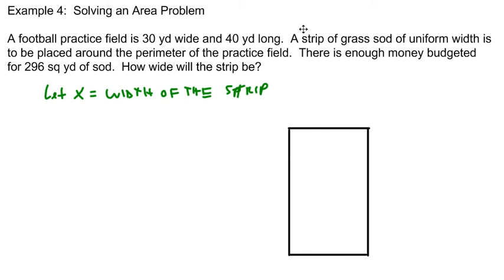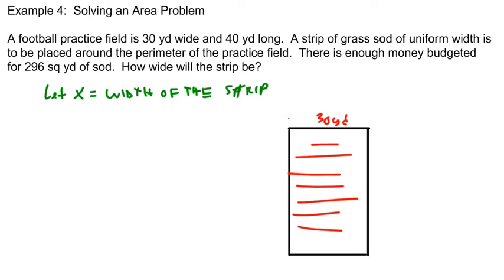Okay, so there's our football field, and of course we've got the lines going across. The football field is 30 yards wide, so we know that this right here is going to be 30 yards, from here to here. And the length of the football field is 40 yards, and that's going to be from there to there.